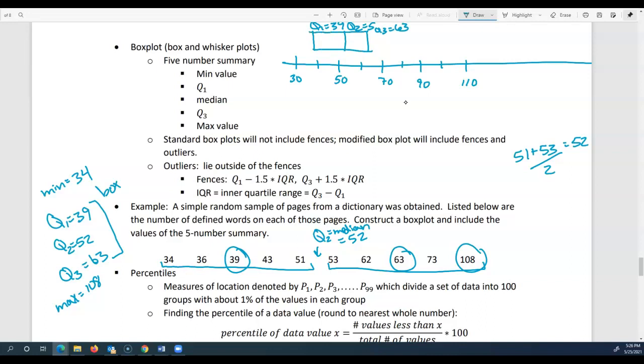The minimum value is at 34. And then the maximum value is at 108, which is way out here. So that's your standard box and whisker plot. Quartiles make up the box, and then you just draw lines out from the box to your minimum and maximum values. Now, I want to show you how to do that in StatCrunch.